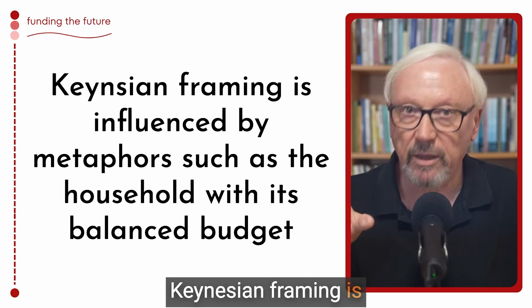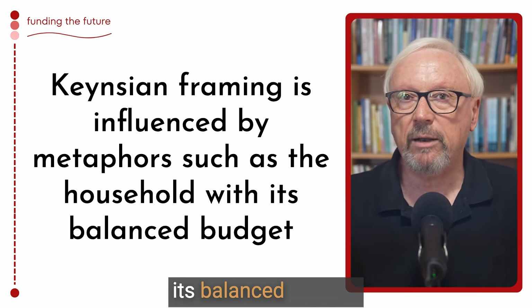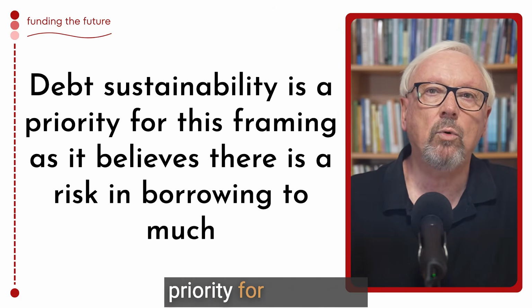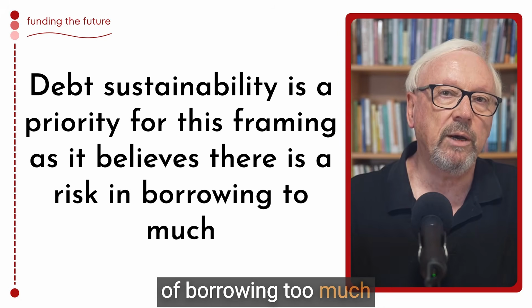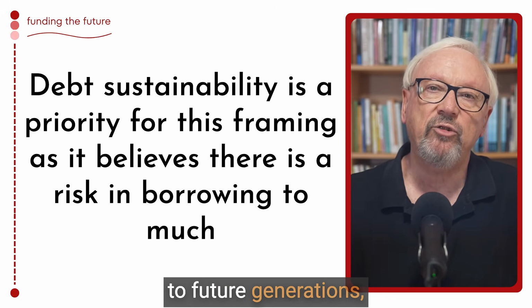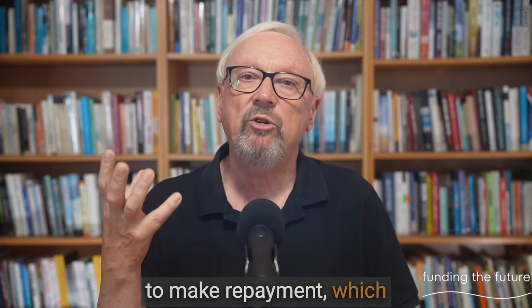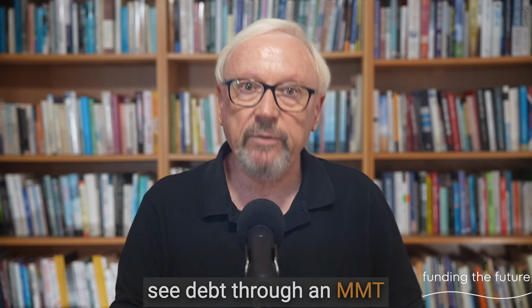Keynesian framing is influenced by orthodox metaphors such as the household and its balanced budget. Debt sustainability is a priority for Keynesian framing because they think that there is a risk of borrowing too much and leaving a burden to future generations, because inside Keynesian thinking is this obligation to make repayment, which is nonsensical when we see debt through an MMT framing.